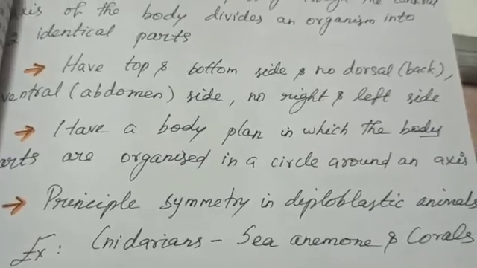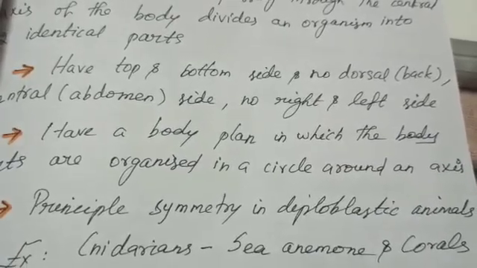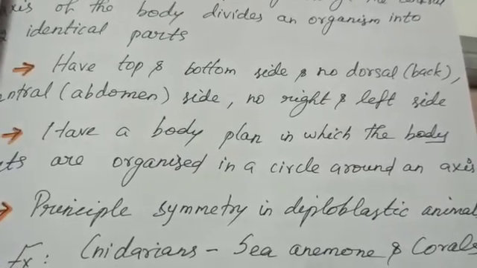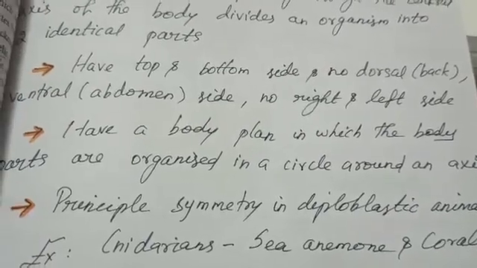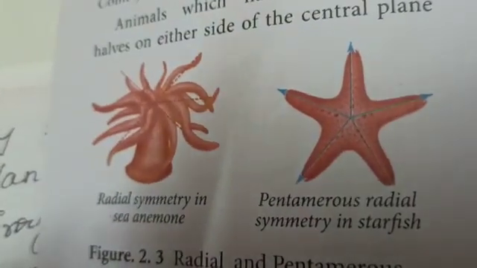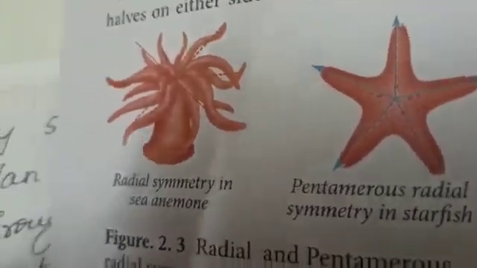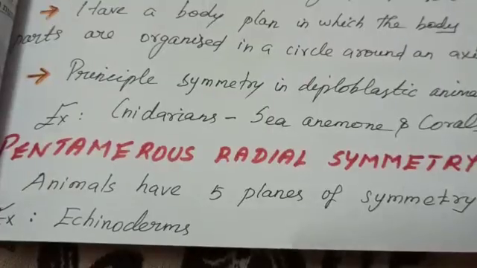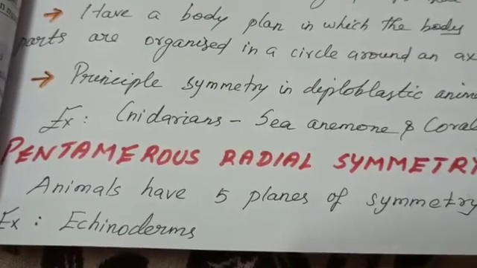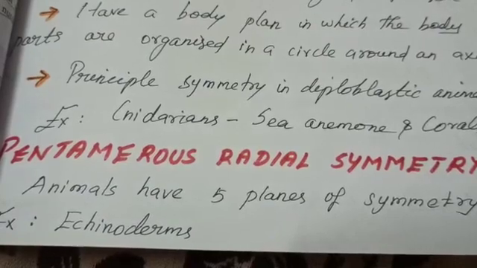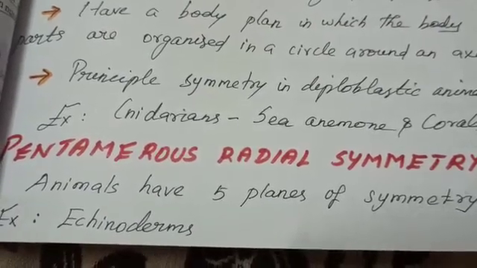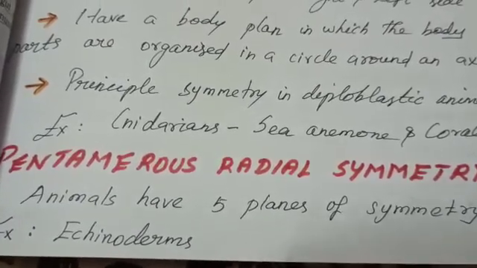The next one is radial symmetry in diploblastic animals. Examples, cnidarians: sea anemones and corals. These are all examples for radial symmetry in sea anemone, and pentamerous radial symmetry in starfish. The third one is pentamerous radial symmetry. Animals have 5 planes of symmetry, that is echinoderms.